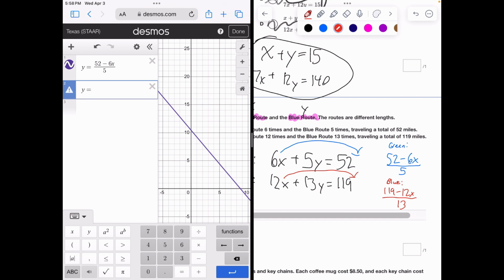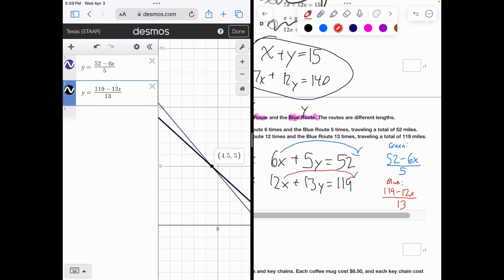Y equals 119 minus 12x divided by 13. Here, and there we go.